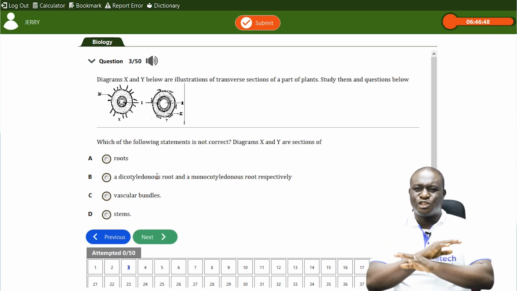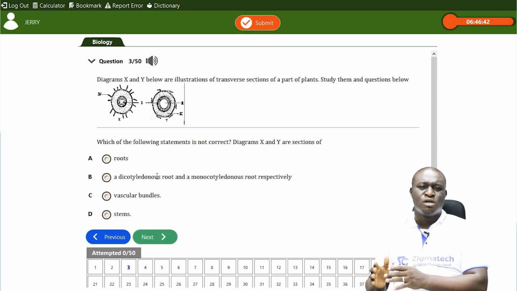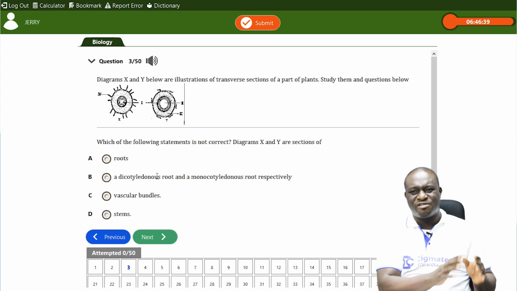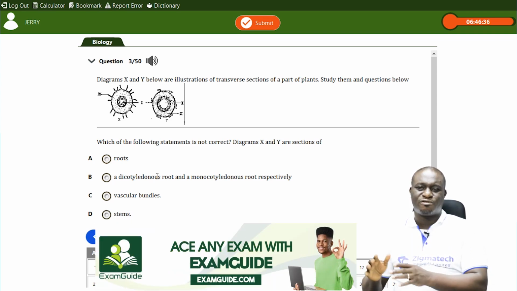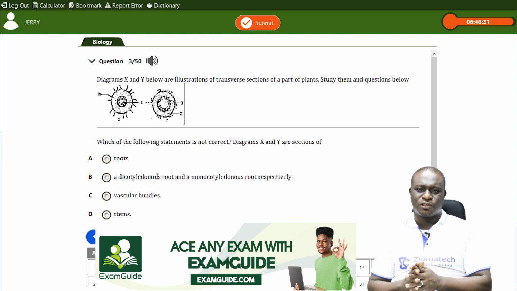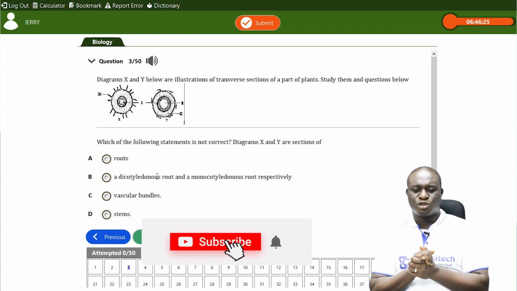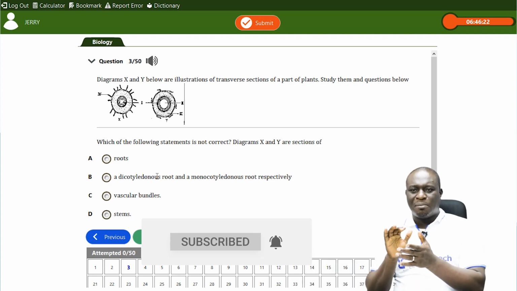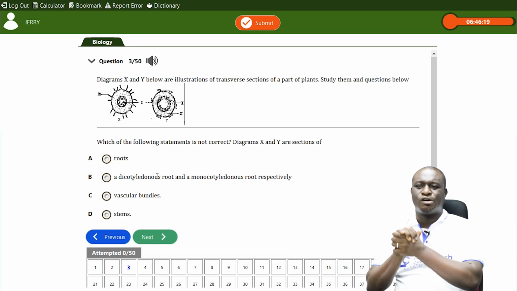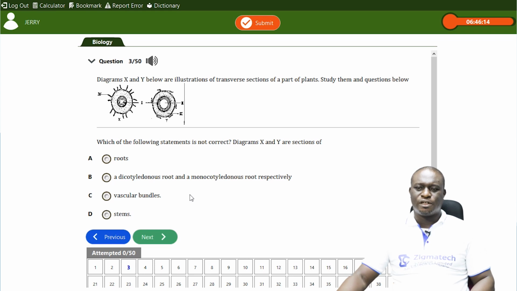Now, option A is generally roots. And if you check the two diagrams we have there, they are not the same. So it means that one should be called a different thing and the other one should be called a different thing. Now, option B is the correct answer to this particular question. X is a dicotyledonous root, as you can see, and Y is a monocotyledonous root. So the correct answer to this question is option B.